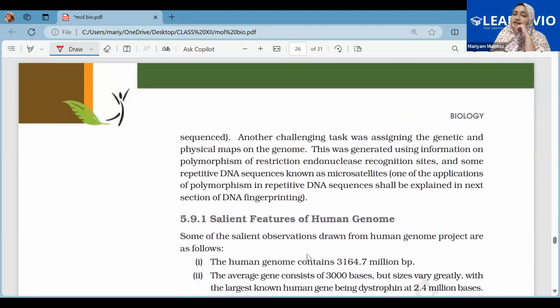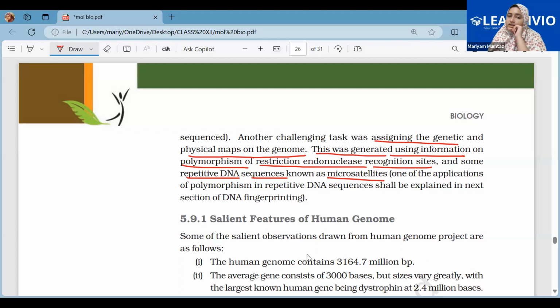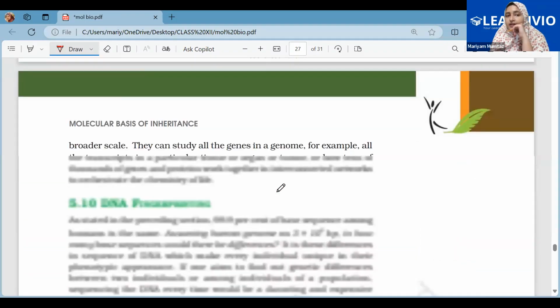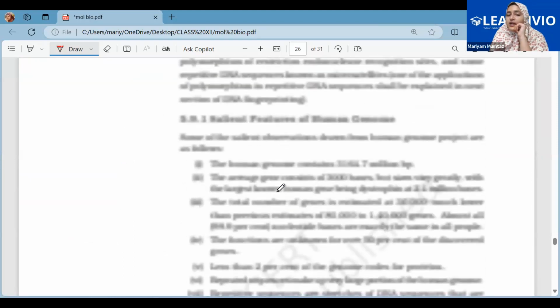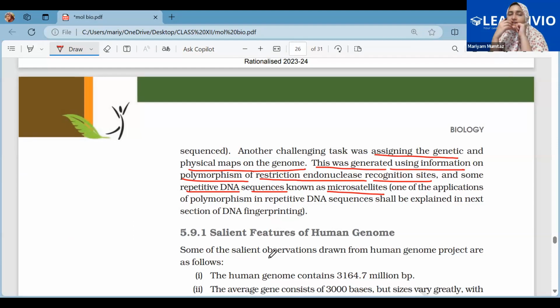Now, another challenging task was assigning the genetic and physical maps on the genome. Now, this was generated using information on polymorphism of restriction endonuclease recognition sites, and some repetitive DNA sequences known as microsatellites. Again, these things you will understand later. Now, this one about microsatellites can be answered in DNA fingerprinting. But up until now, have you people understood everything? That basically the whole entire sequencing process was being done by a computer? Yes, ma'am. Okay.